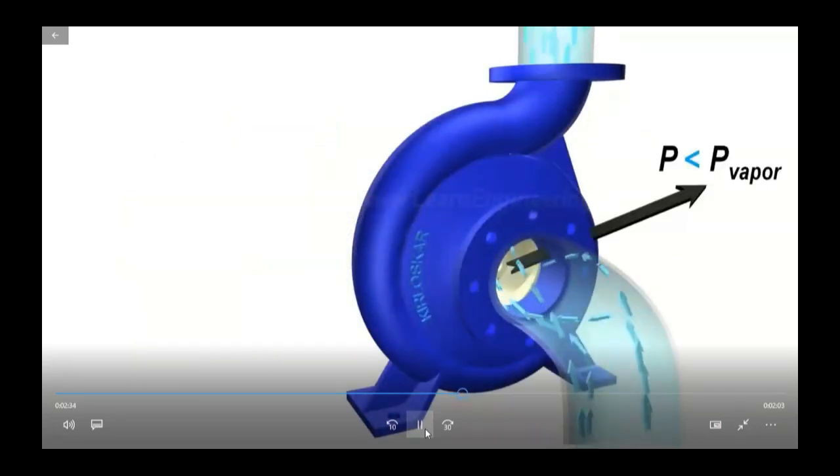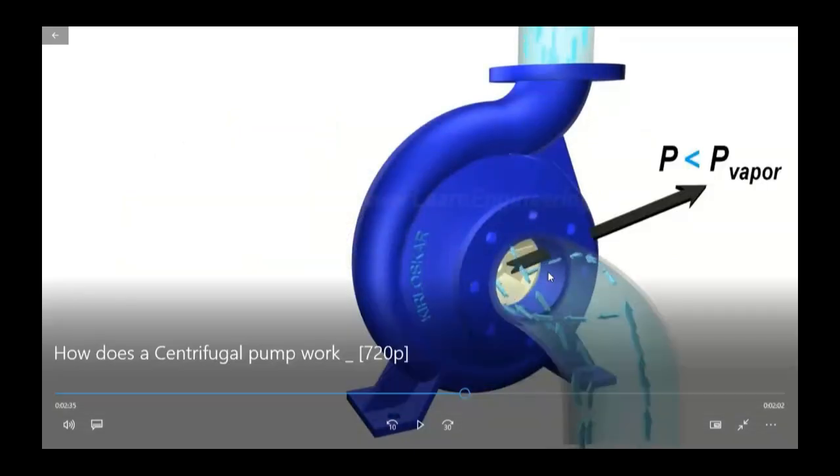Now this is very important: if the pressure at the suction side, which is the minimum pressure in the pump, goes below the vapor pressure of the water, then what will happen? Then there would be some kind of bubble formation, right? And those bubbles, when they go toward the pressure side and burst, would create vibration or wear and tear. That phenomenon is called cavitation.